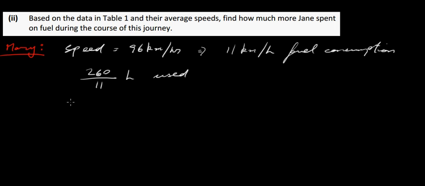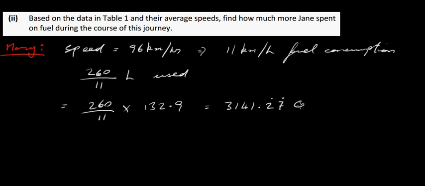Now how much did that cost her then? So that's going to be 260 over 11, this is how many litres she used. The cost of the fuel was 132.9 cents for each litre. So she used this many litres, just multiply the two. So that gives you a total of 3141.27, and this is cents. So this is how much it cost Mary for the journey.